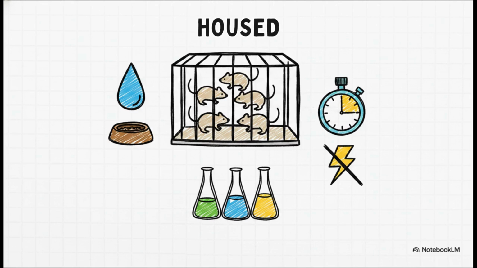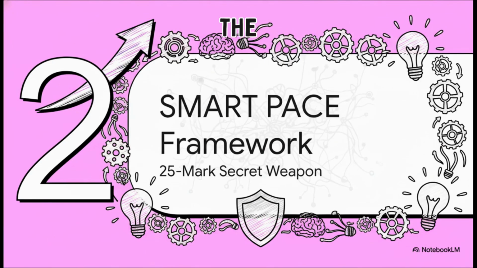You'll want to note that they're housed separately in groups of 6 per cage with free unlimited access to food and water. For your exam, always mention the 3 crucial groups: your test drug, a standard drug for comparison, and normal saline acting as your control. How do we know if it worked? Well, efficacy is literally just checking if the drug suppressed the seizure symptoms or delayed the actual convulsion. Simple, right? Section 2. The SMART PACE framework, your 25-mark secret weapon.